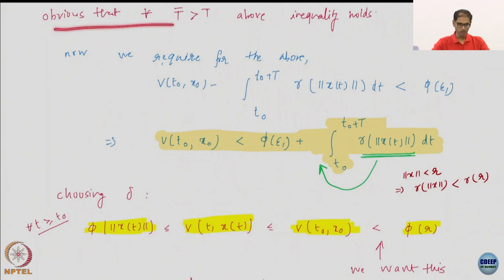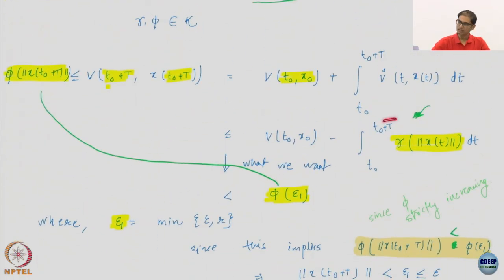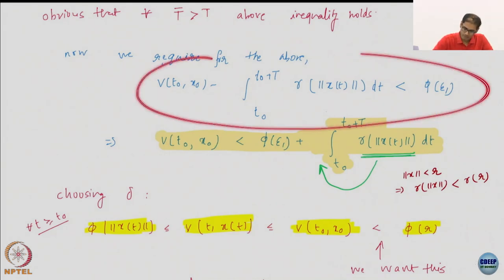I have stated this again. It should be obvious that for any t bar greater than t, this inequality has to hold. Why? If t bar is larger than t, there is again more positive contribution, so it is only going smaller. It's not going to go larger. So if you take any time larger than the t you started with, you will get smaller values here. So this inequality is anyway maintained. In fact, it is a strict inequality. Great. So, like I said, this is what we need.